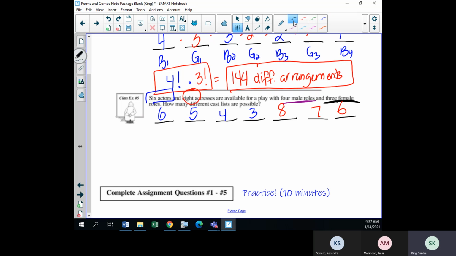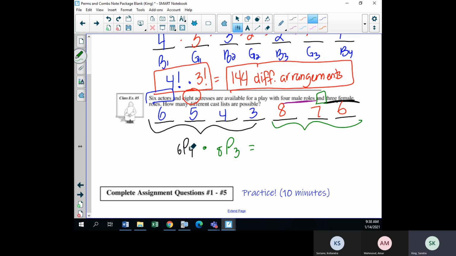Your book wrote this. See if it makes sense to you. 6 permute 4. Instead of writing out the stages, they just said there's 6 actors and there's 4 roles, so there's 4 stages. So the book just said 6 permute 4. That word "and" means multiply. And then they did the females: 8 permute 3. That's the way your book did it.